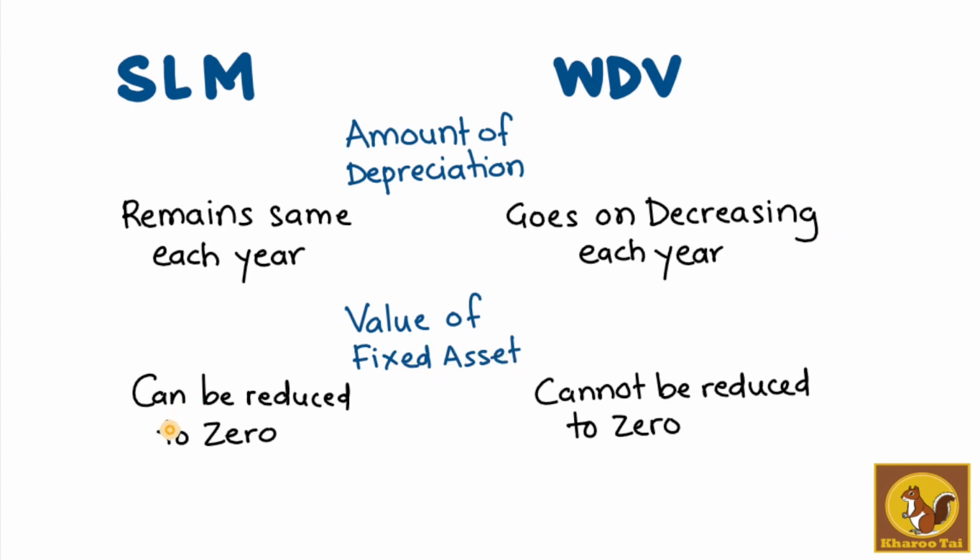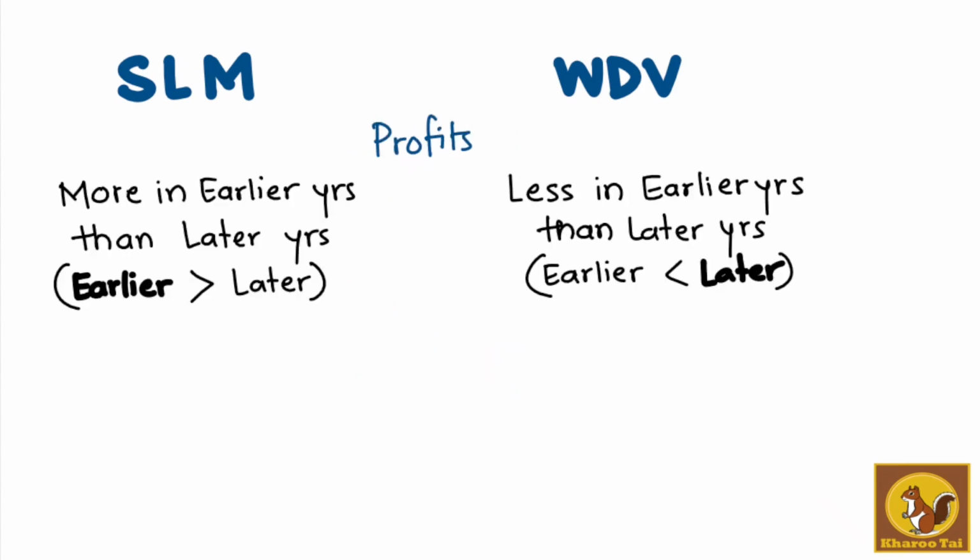In the SLM method, after deducting depreciation, the value of the fixed asset can be reduced to 0. That is not the case in written down value. It can never get reduced to 0. Next point is profits. As the depreciation amount is the same, you can see the profits are more in earlier years than later years. In case of WDV, as the depreciation amount is decreasing, you can see less profit, as in earlier years depreciation is high, so profits are low compared to the later years.